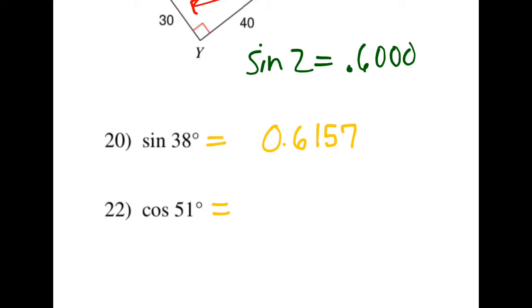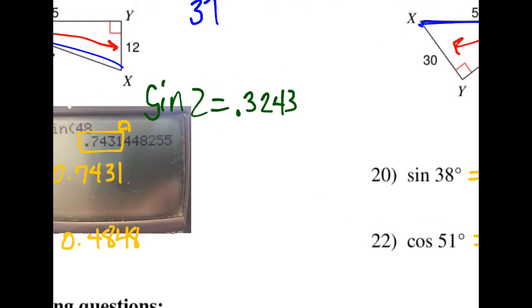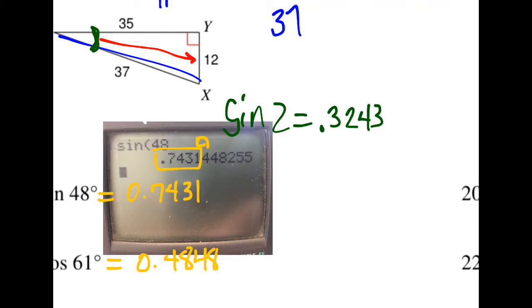And for the cosine of 51, you should get 0.6293. Now, if you're typing these into your calculator and it gives you a different answer, you're probably in radian mode because of that difference there. So please just check that.